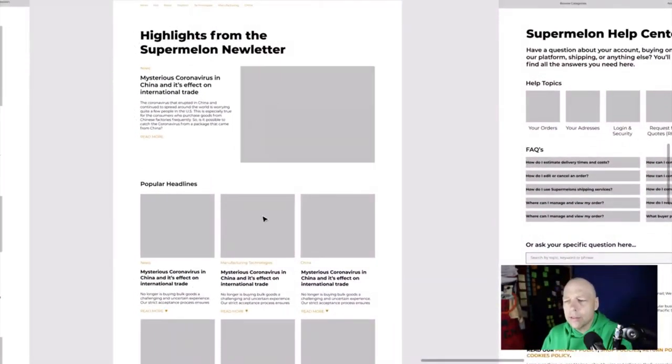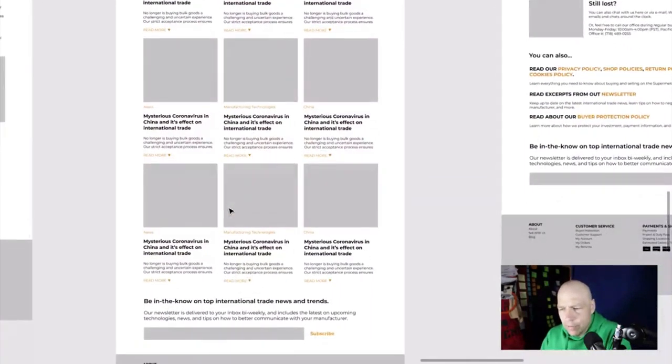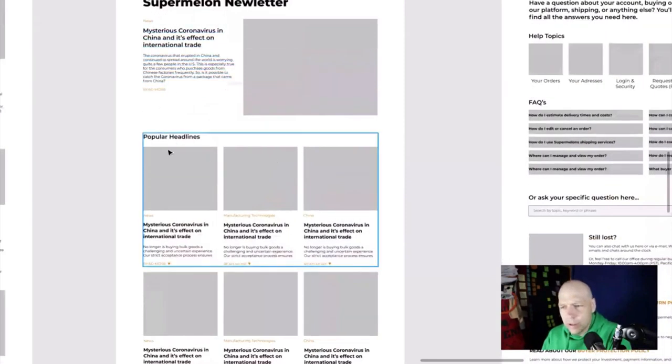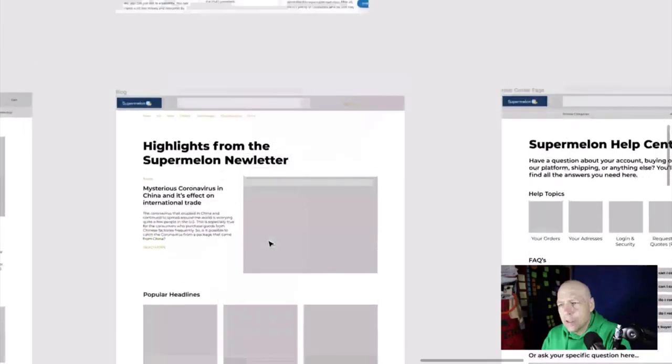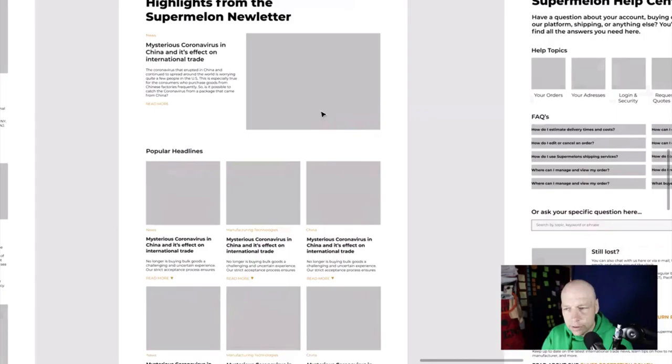Highlights from the newsletter. So this gets you into how that's going to display. This is highlights from the newsletter, and this is popular headlines. Is there a view all? Is there pagination? How deep does their newsletter go? Is it hundreds of posts? Is it dozens? I don't know. Is it 10? Maybe you only have one page, maybe you have 10 pages. This is where I would look at some pagination down here, so that if the person wanted to go to other posts, they could.